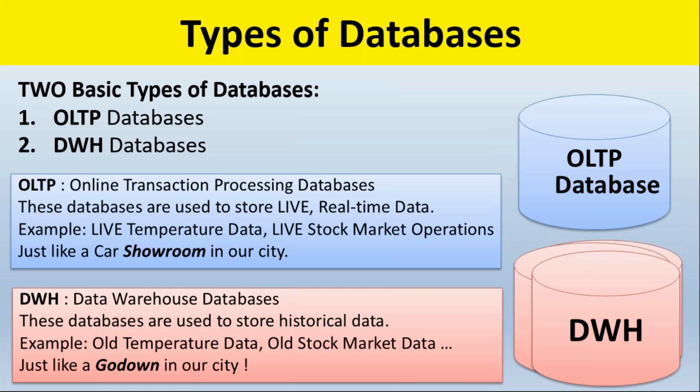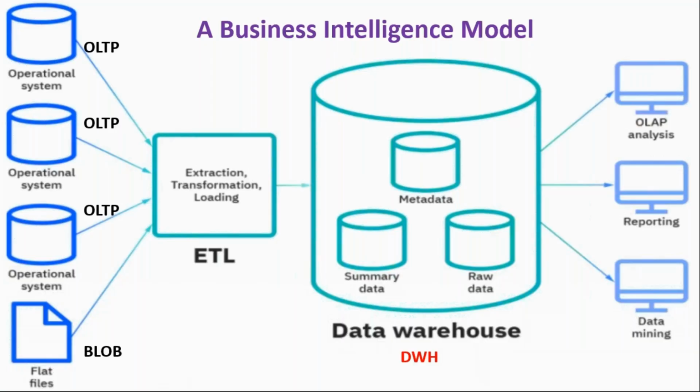One of them OLTP. Number 2, data warehouse. To store historical data, old temperature data, old stock market data, anything old, anything stale, data warehouse. OLTP live, online transaction processing database. Data warehouse old, and how they are related to each other on my screen.